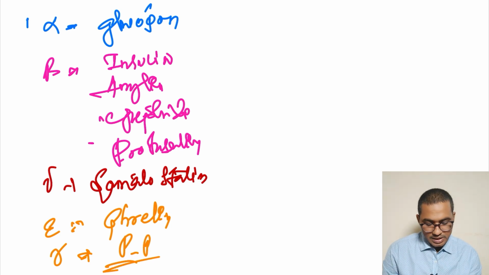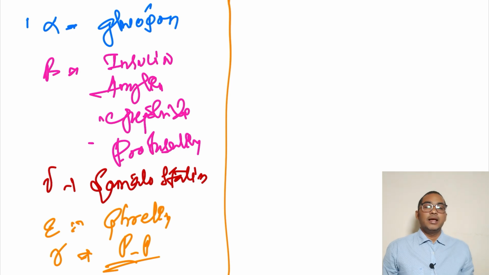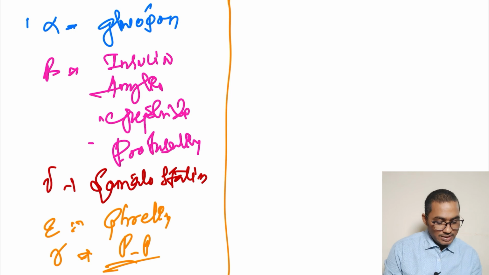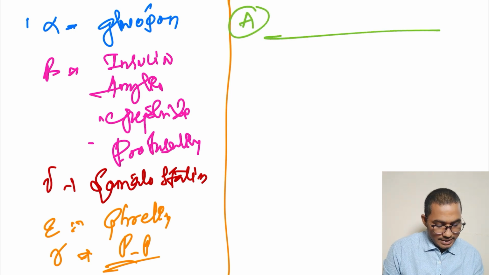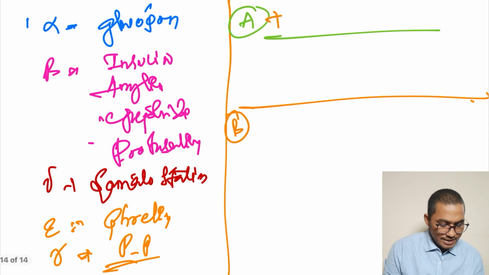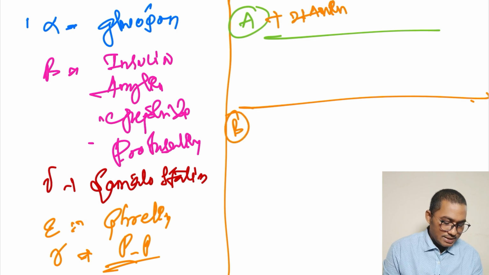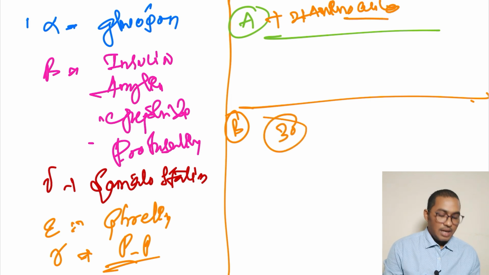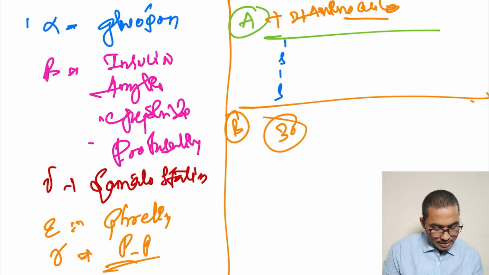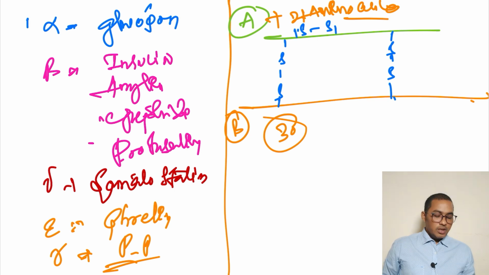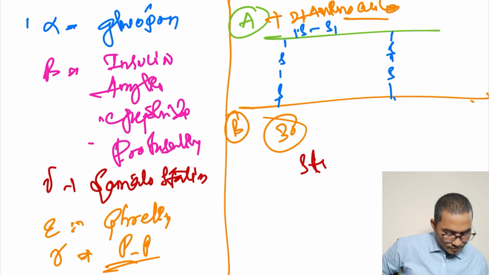Then coming to the structure of insulin. Insulin is a polypeptide hormone consisting of 51 amino acids with two chains. One is the A chain, another one is the B chain. The A chain consists of 21 amino acids and the B chain consists of 30 amino acids, and both A and B chains are linked with disulfide bonds. So this is the structure of insulin.